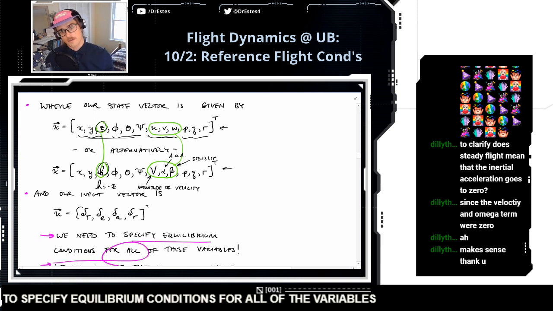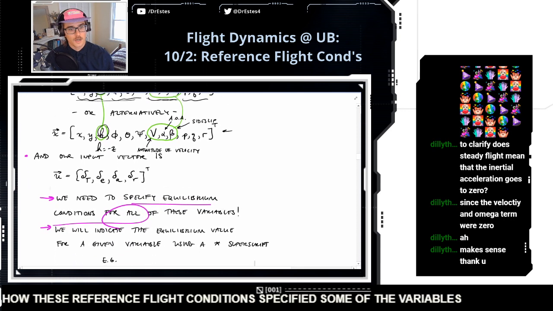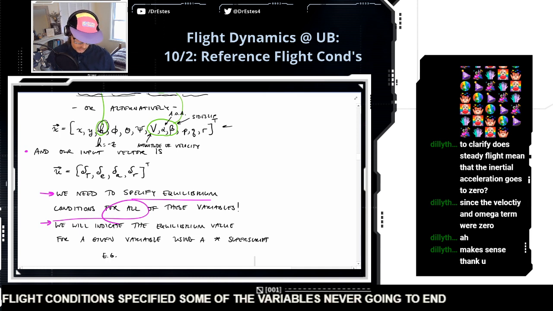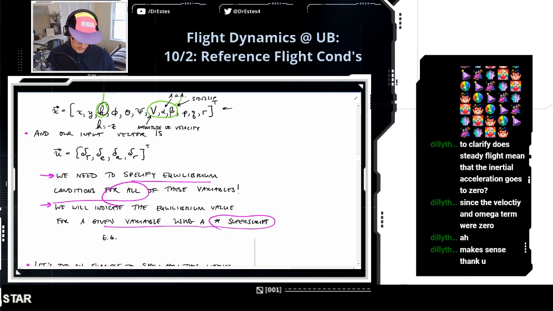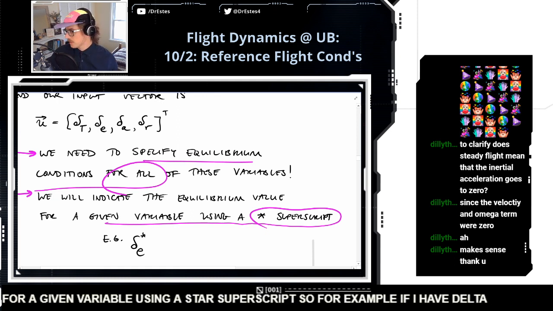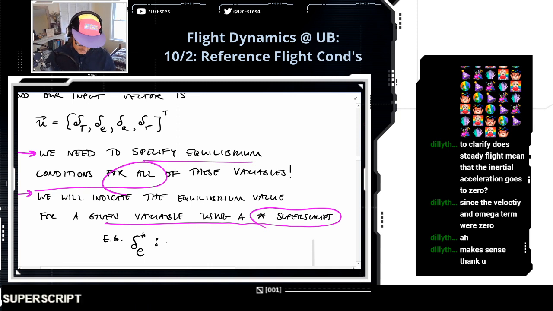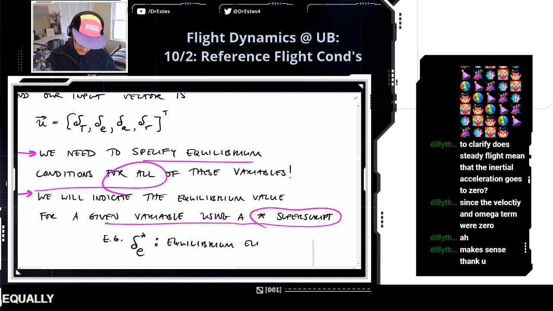And so we saw up above how these reference flight conditions specify some of the variables. Now we're going to indicate equilibrium values for a given variable using a star superscript. So for example, if I have delta sub E star superscript, this is the equilibrium elevator deflection.